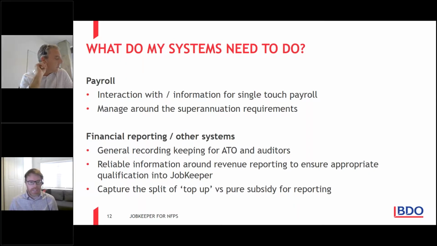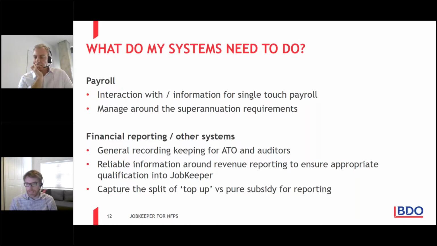And then the financial reporting and other system issues, as Tim mentioned, for the ATO and for your auditors, making sure you've just got good record keeping around the decisions you've made and the reasons why you believe you've qualified. Making sure your financial systems have got reliable information around revenue reporting to ensure appropriate qualification. As Tim talked through, there's lots of different ways you can get in and out of that, but you'll need to make sure you've got some good reliable information to base those qualification decisions on.